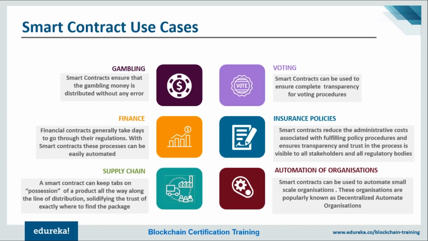Smart contracts are also being used to speed up processes involving deal signing, for example, financial agreements and insurance policies. Other than that, smart contracts are also being used to automate entire organizations where things like payment distribution and incentive handling are completely automated. These organizations are commonly known as decentralized autonomous organizations.